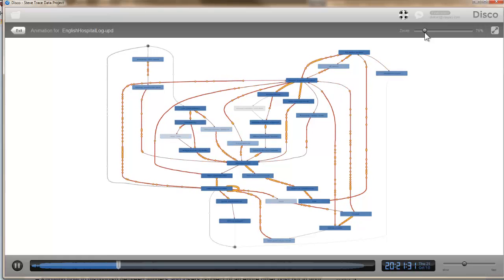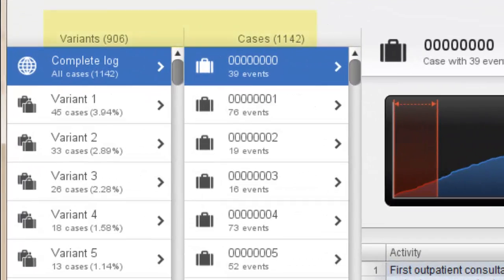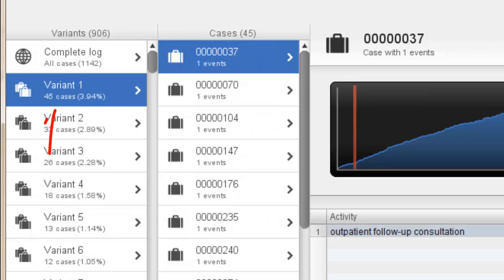To answer those questions, we go to the view of path variation statistics, and here we see there were actually 906 unique path variations for these 1,142 patients. Here is the most common path variant, followed by 45 patients, who are listed here. It is simply a one-time consultation.